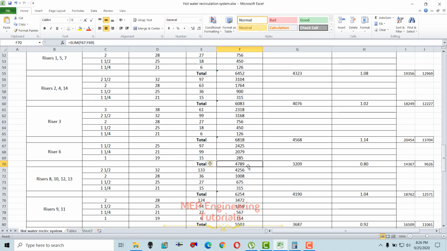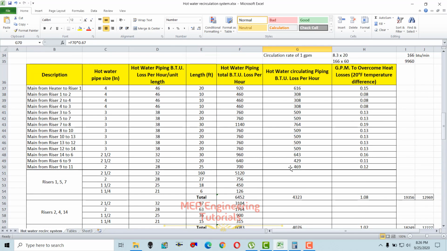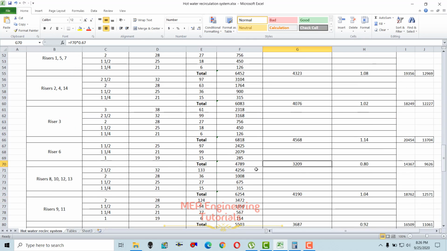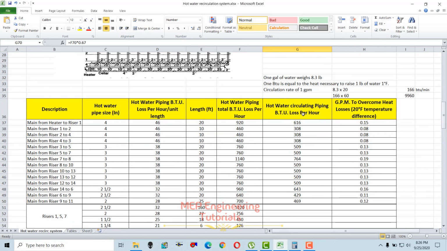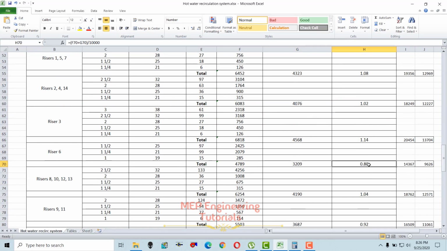And then what you have to do in here is calculate the second one, that is 2/3 of the total value. So you just need to multiply this with 2/3, that is 0.67, and you will get the heat loss for the hot water recirculation piping. In the same way you get the GPM. You just sum up hot water piping BTUs per hour loss and recirculation hot water piping loss and divide by 10,000. You will get the GPM, that is 0.80.